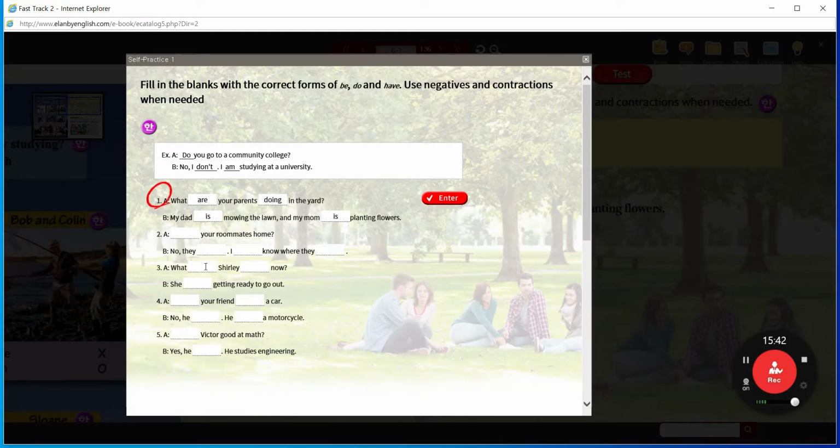We'll skip down to number 3 because it's much the same. What blank Shirley blank now? So now, I think we're talking about the same tense. We're talking about right now. And we could see that in the answer. She blank getting ready to go out. So we have the ing. Must use the be verb here. Which form? Am, is, are, is. Okay, so she is getting ready to go.